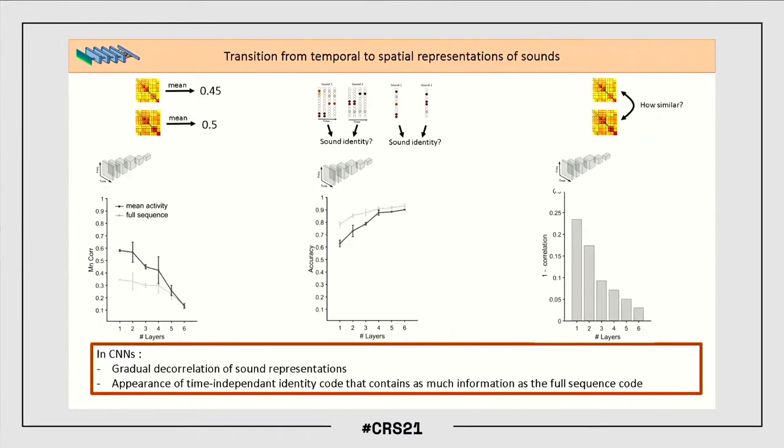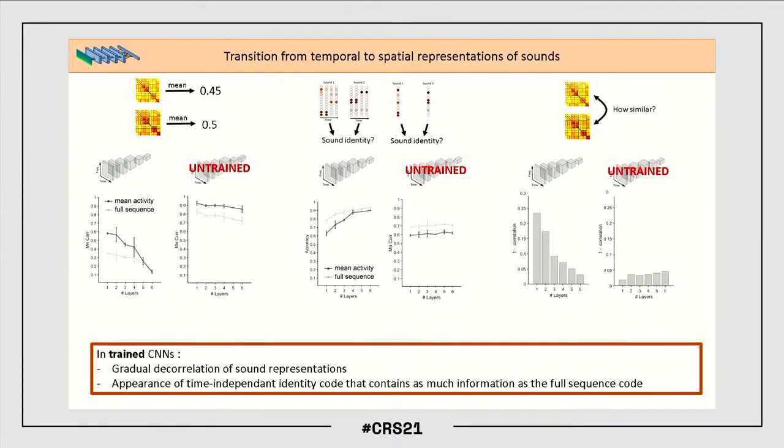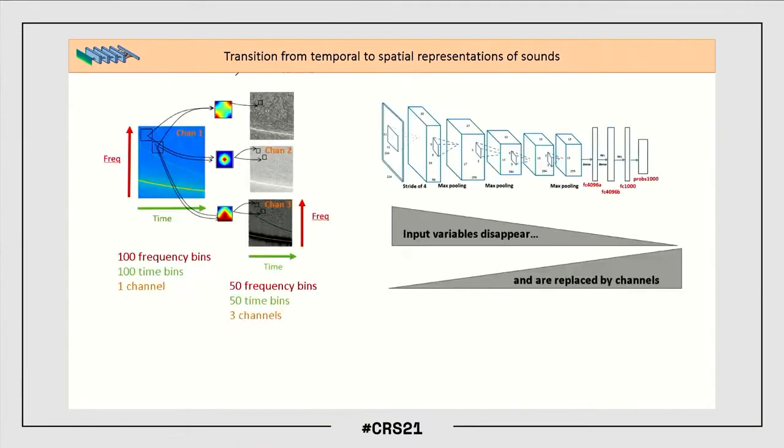And now what I'm doing is putting up on the screen exactly the same figures I showed you before for the biological network. And you see here with the convergence between the light and the dark gray curves that we also see this appearance of the time-independent identity code in the later layers. And I should point out that we do not see this in the untrained networks.